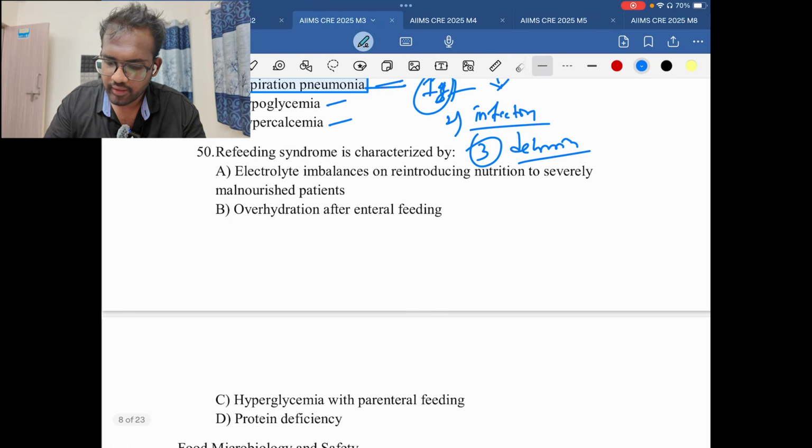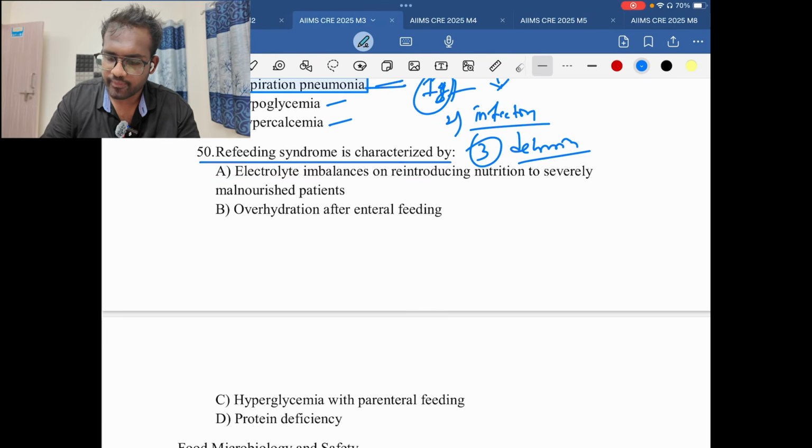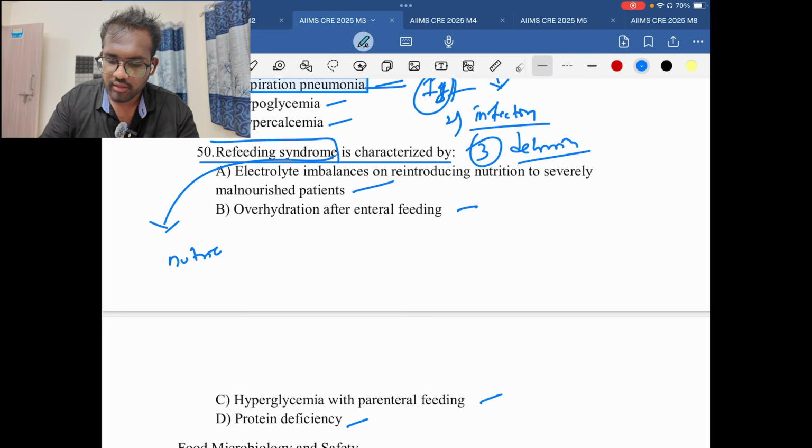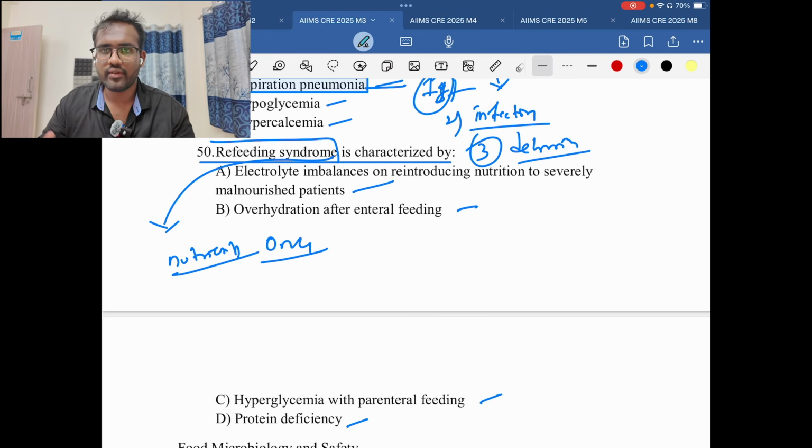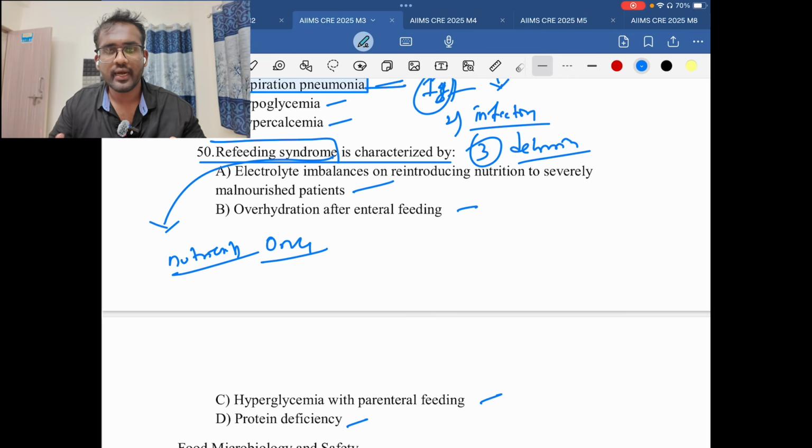Question number 50. Refeeding syndrome is characterized by electrolyte imbalance on reintroducing nutrient to severely malnourished patient, overhydration after enteral feeding, hyperglycemia with parenteral feeding, protein deficiency. So refeeding syndrome is nothing but introducing nutrients at once after long-term malnourishment. If the patient is malnourished for a long time, and if you provide all nutrients together to him, there will be an electrolyte shift in the body, which is very severe. It can lead to death also.